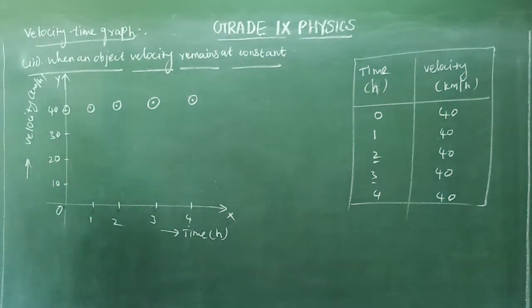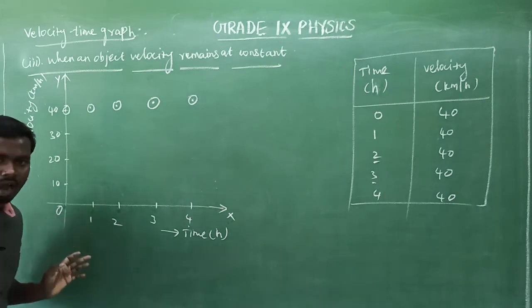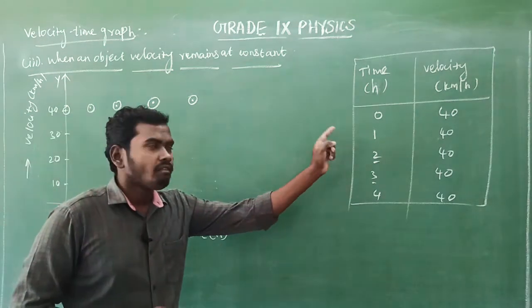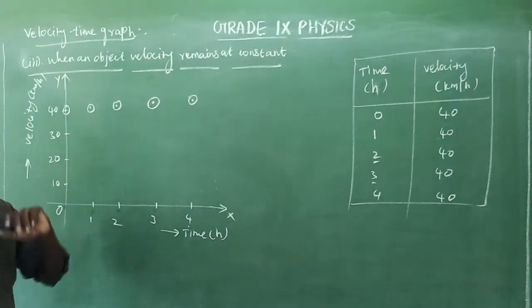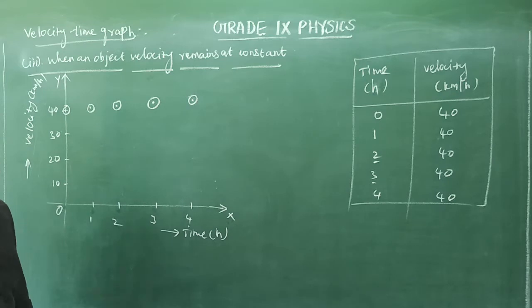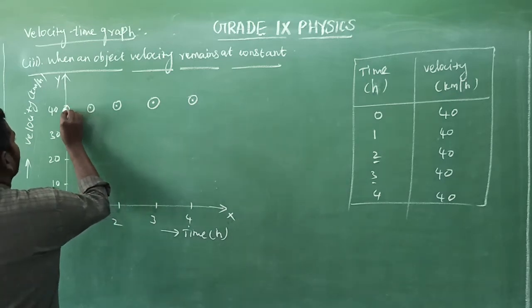Is it clear? I have mentioned all the points with the help of this velocity-time graph data. That's all. So look here, all the points are there. Next, I am going to connect all the points. Look here.